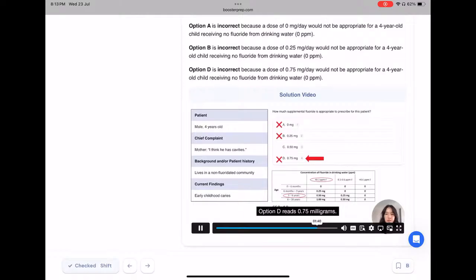Option D reads 0.75 milligrams, and once again, if we refer to this chart, it seems as if 0.75 milligrams would be too much. This means our correct answer is C, which reads 0.5 milligrams. And taking a look at the chart, we can see that based off of the patient's age and water fluoridation, the patient should be taking 0.5 milligrams a day in fluoride supplements in order to reduce the risk of decay.